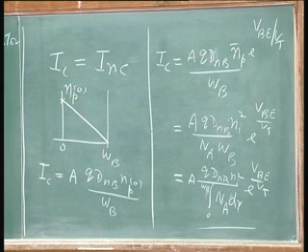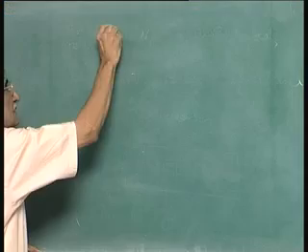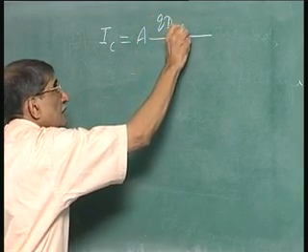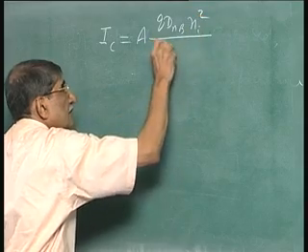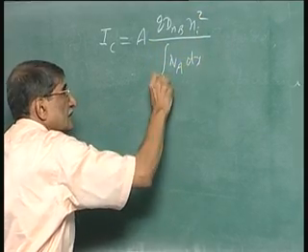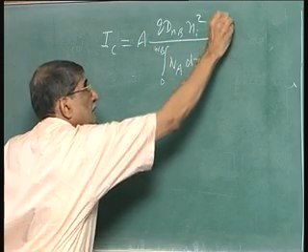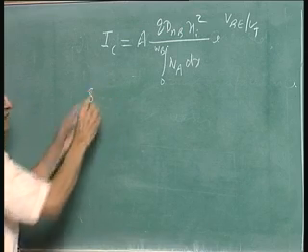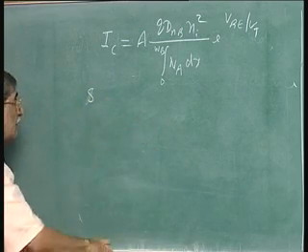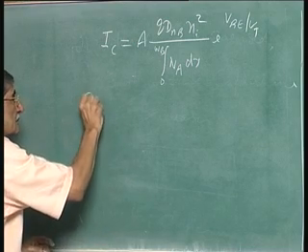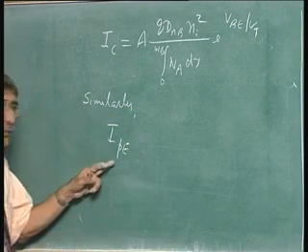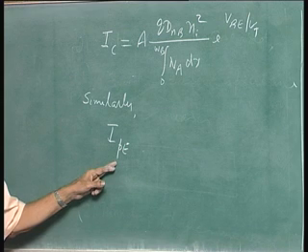Let me write down this whole portion and come back to this. So, IC, I am rewriting, is area Q DNB Ni square divided by integral NAD of x from 0 to WB. Similarly, this is INC, the whole current injected from the emitter to the collector. Similarly, IPE, the whole current injected to the emitter.